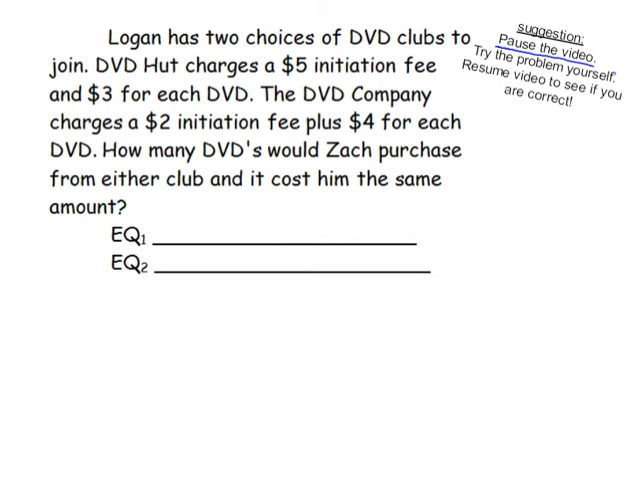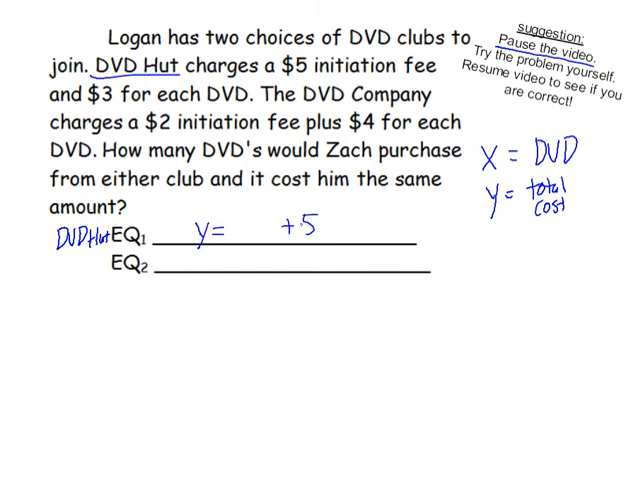Logan's got two choices of DVD clubs. DVD Hut. All right, so this is DVD Hut. All right, that's my equation one. He charges a $5 initiation fee. X is going to be the number of DVDs that I rent, and Y is going to be my total cost. All right, so the DVD Hut charges a $5 initiation fee plus $3 for every DVD. See how that worked out? 3x plus 5. $5 initiation, $3 per DVD because X is the number of DVDs.